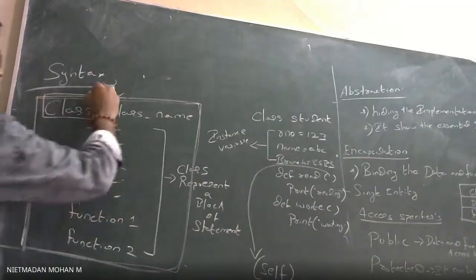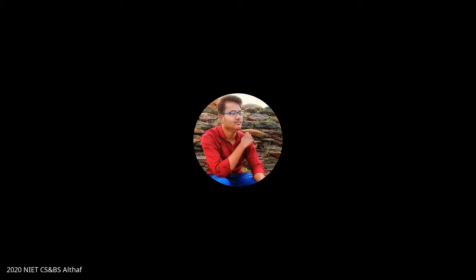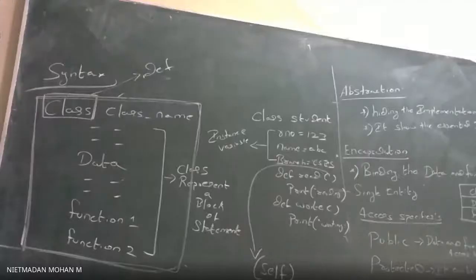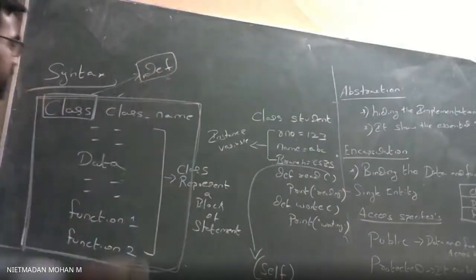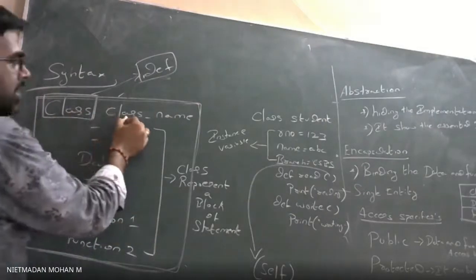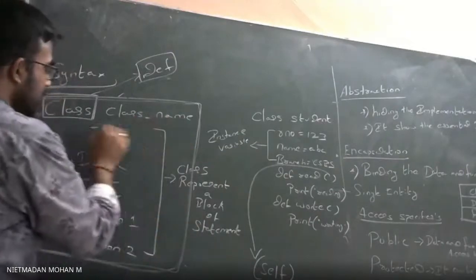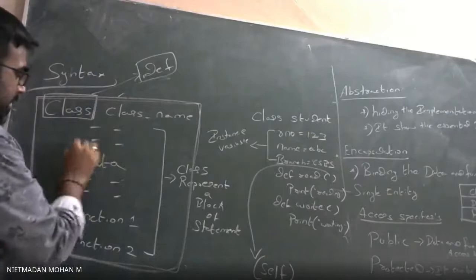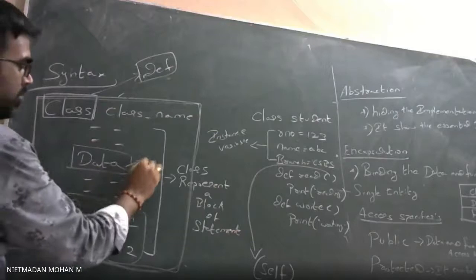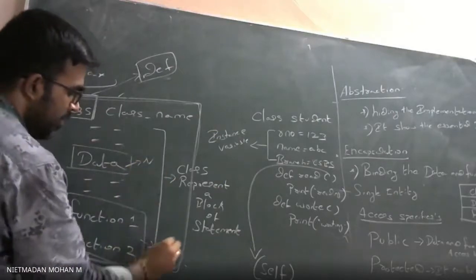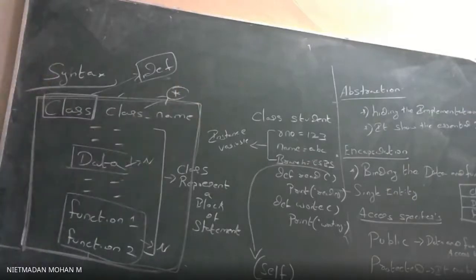Just as you start a function with the keyword def, right? Yes. Like this, you start the class with the keyword class, followed by a class name, whatever class name you give to the program. Here the variable declarations, the data and the functions will be there. n number of data and n number of functions you can use in a particular class. So this is the basic syntax of the class. Clear?